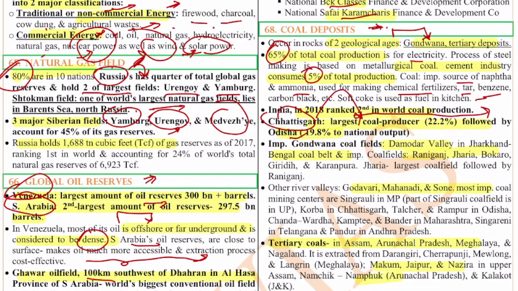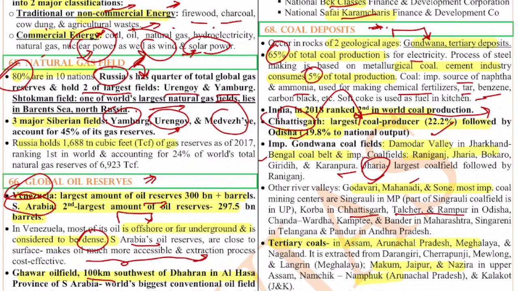Important Gondwana coal fields: Damodar Valley in Jharkhand, the Bengal coal belt, and Raniganj, Jharia, Bokaro, Giridih, Karanpura. Jharia is the largest coal field, followed by Raniganj, and other river valley coal fields. If you see Godavari, Mahanadi, there are some mining centers in Singrauli in Madhya Pradesh, Korba in Chhattisgarh, Talcher and Rampur in Odisha.